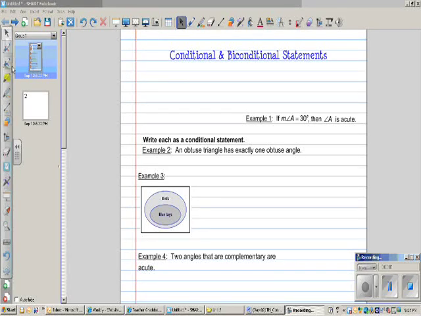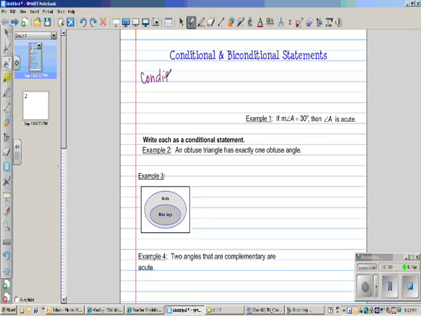About conditional and biconditional statements. So first off, a conditional statement just means that if P is true, then Q must be true. Okay? So that means P represents your hypothesis, and Q represents the conclusion.